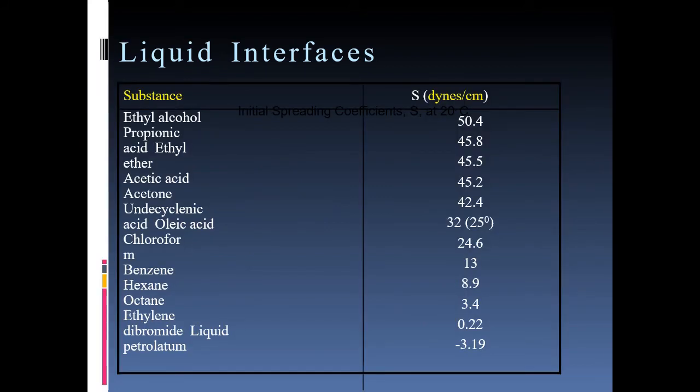Here are different substances whose surface tensions are denoted in dynes per centimeter. First one is ethyl alcohol, that is 50.4. Next one is propionic acid ethyl ether, that is 45.8. Next one is acetic acid, that is 45.2. Next one is acetone, that is 42.4. Then benzene, hexane, octane, different substances denoted in dynes per centimeter.